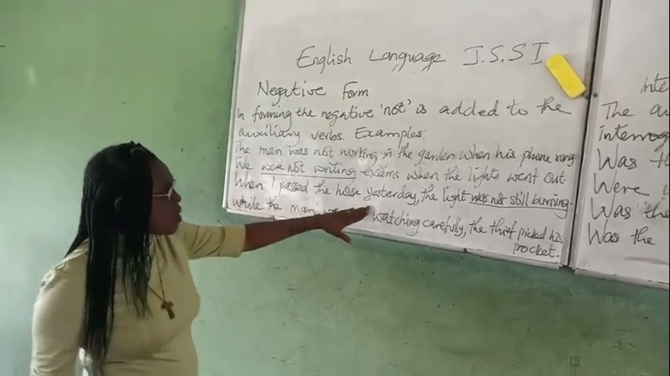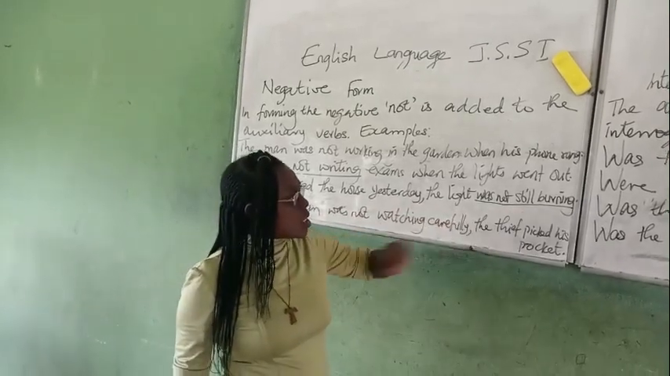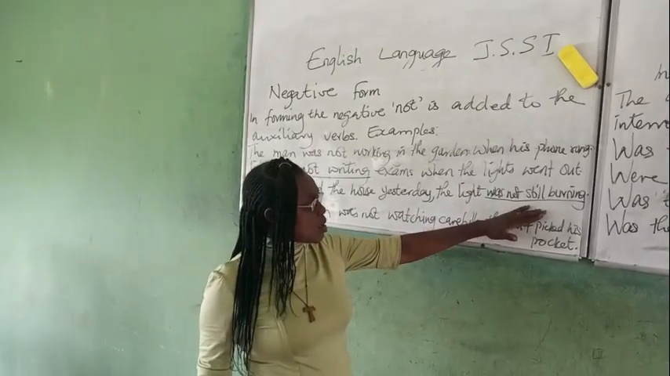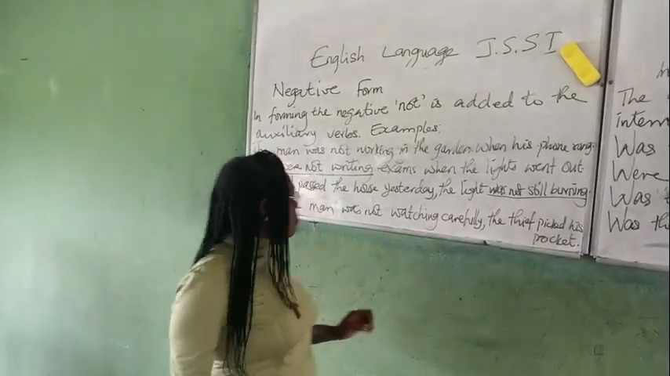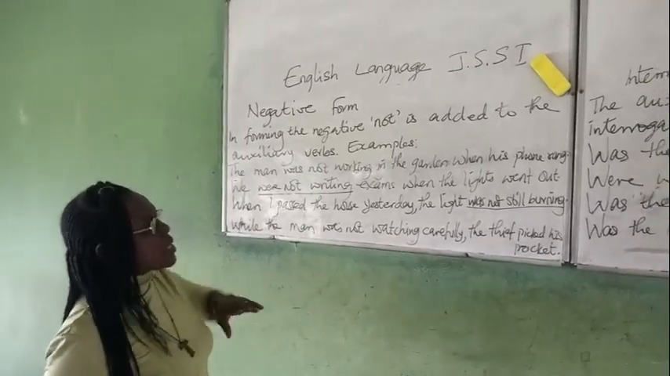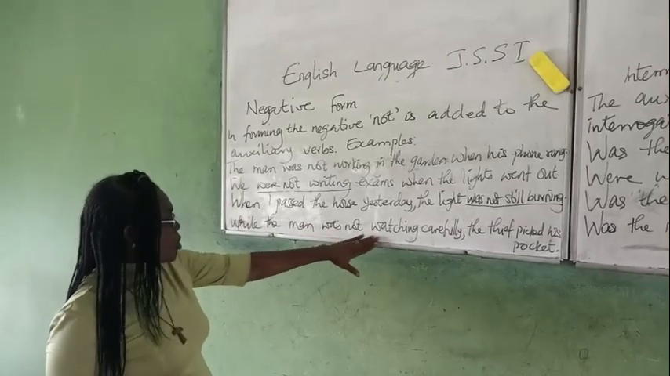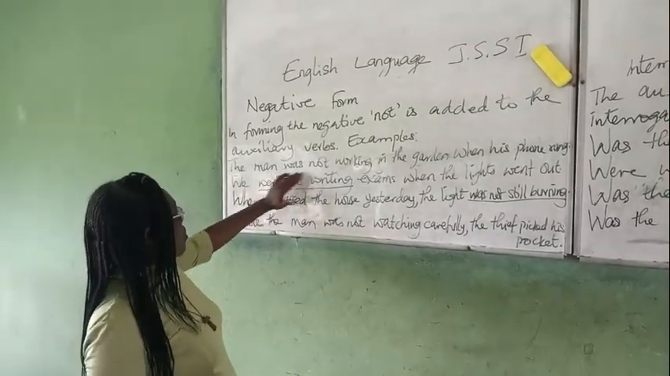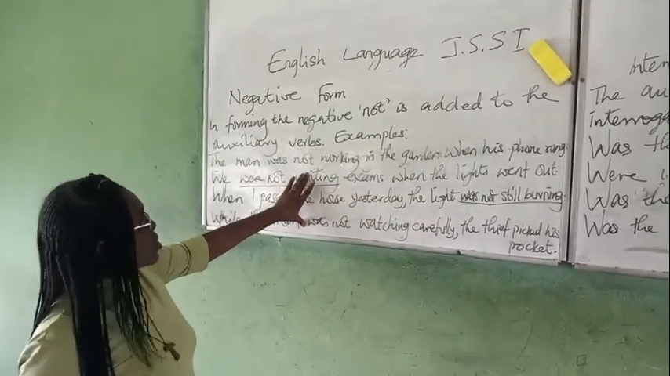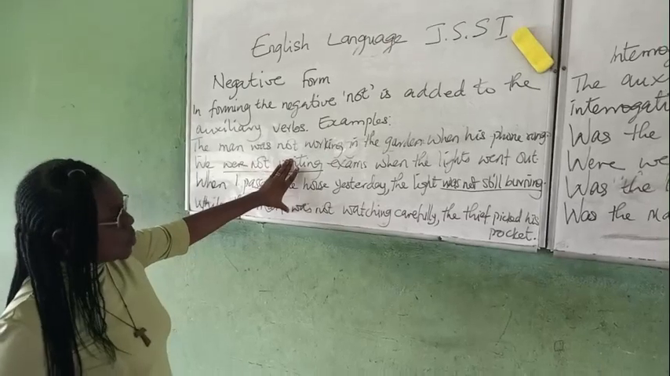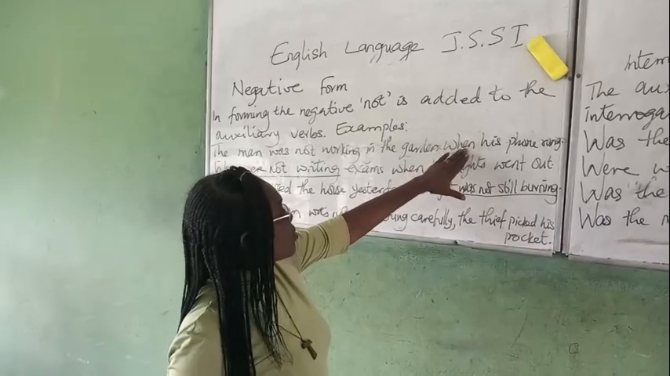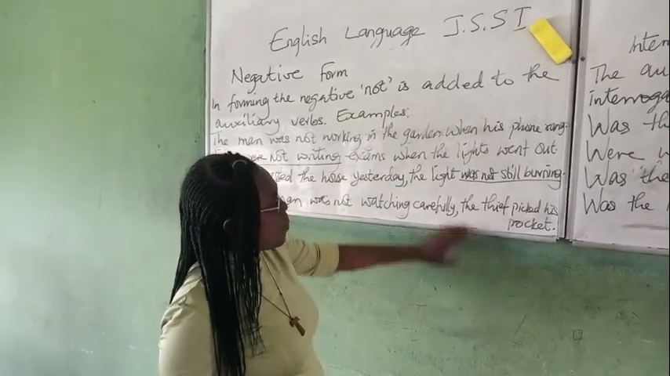Then, when I passed the house yesterday, the light was not still burning, to show that at that time, the light had stopped burning. So we have "was not still burning." While the man was not watching carefully, the thief picked his pocket. So "was not watching," "was not working." So these are the past continuous tense in the negative form. Notice that we still have the interception or interruption from the simple past.